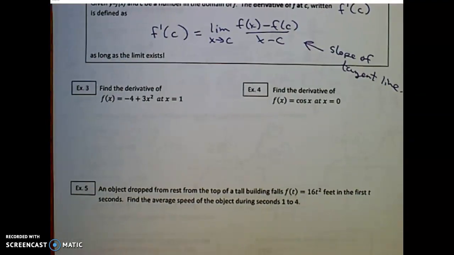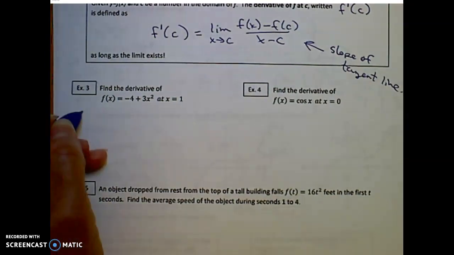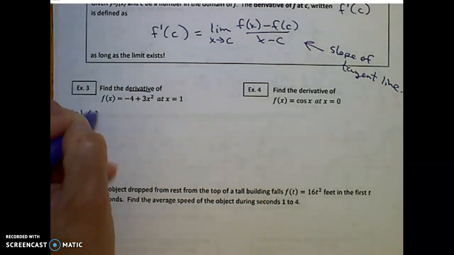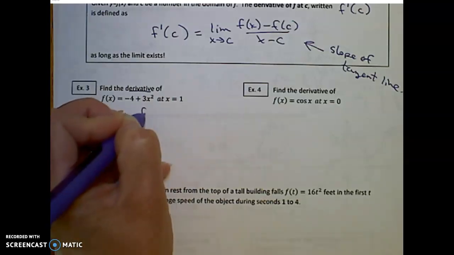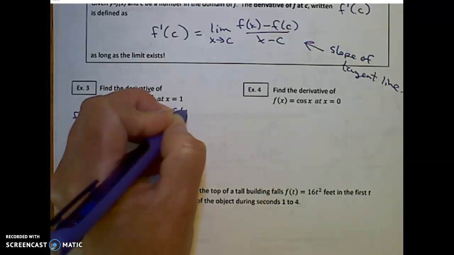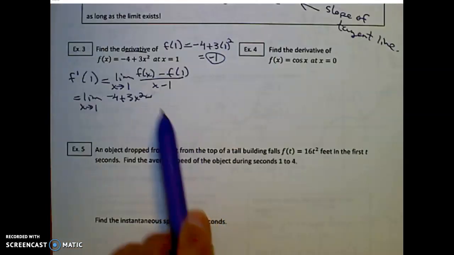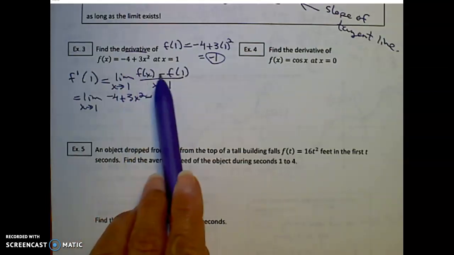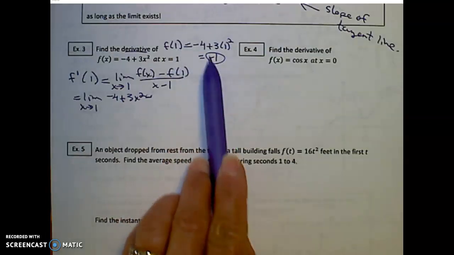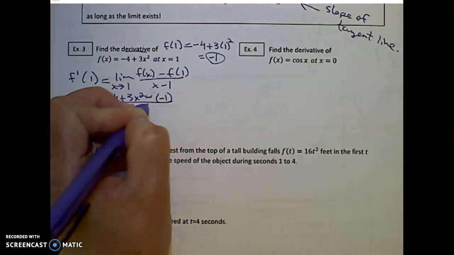Find the derivative of this function f of x at x equals 1. The derivative is the slope of the tangent line. What is f prime of 1? That is the limit as x approaches 1 of f of x minus f of 1 all over x minus 1. Plug into that if you would. Okay, I plug in the function f of x, which is negative 4 plus 3x squared, minus f of 1. When I find f of 1, it's negative 1, so minus a negative 1 all over x minus 1.